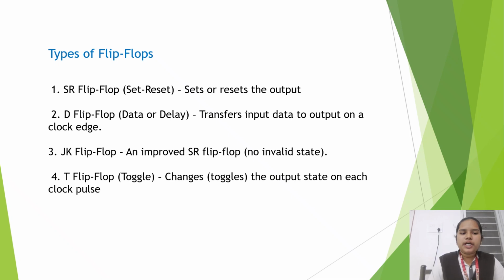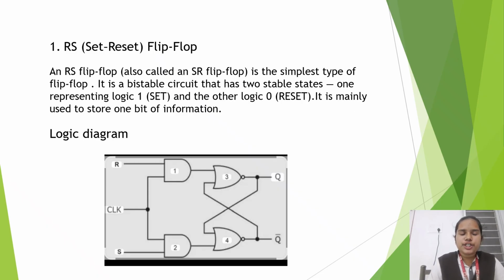Types of flip-flops. There are four types of flip-flops. First one, SR flip-flop, set or reset flip-flop. It sets or resets the output. Second one, D flip-flop. It transfers input data to output on a clock edge. Third one, JK flip-flop, an improved SR flip-flop. Fourth one, T flip-flop, toggles the output state on each clock pulse. Here we see the clear explanation of these flip-flops.